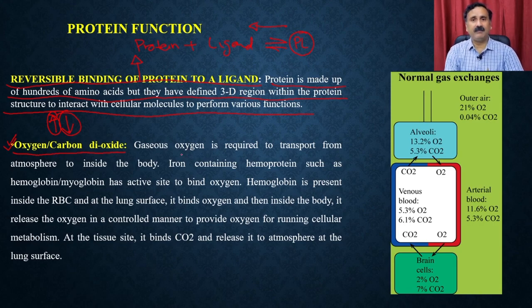So you know that when we are running metabolism, for example, when we were talking about the Krebs cycle, the cell is utilizing glucose molecules and then producing a large quantity of carbon dioxide.